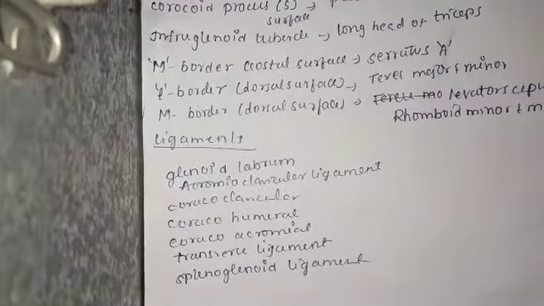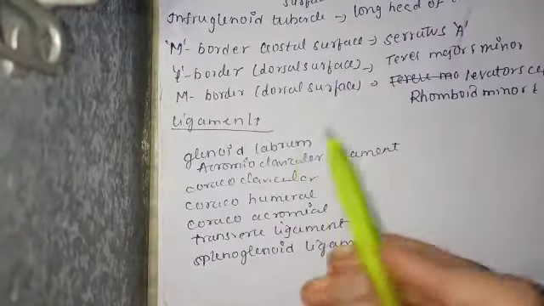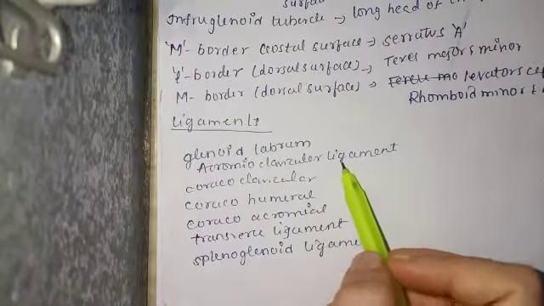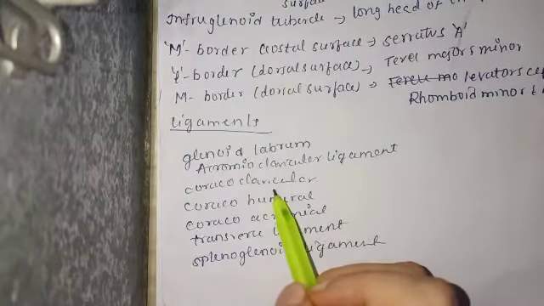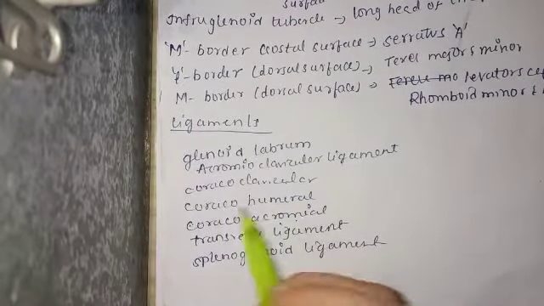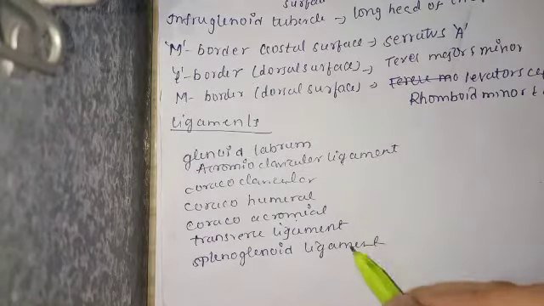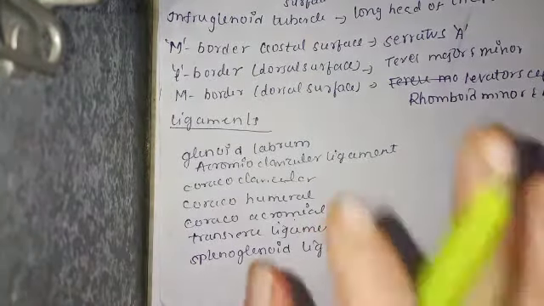Coming to the ligaments of the scapula, we can see mainly the glenoid labrum, acromioclavicular ligament, coracoclavicular ligament, coracohumeral ligament, coracoacromial ligament, transverse ligament, and the sphenoglenoid ligament. These are the ligaments which are present in our scapula.